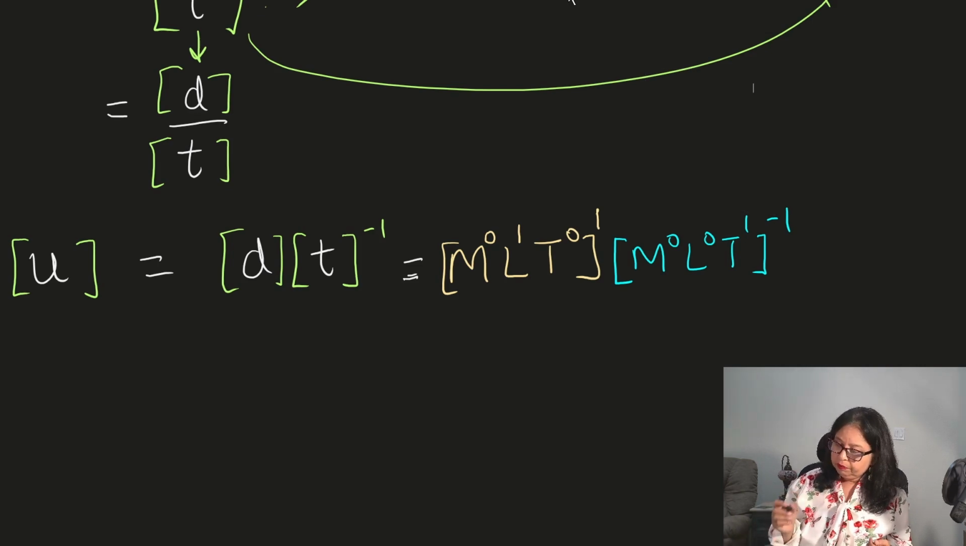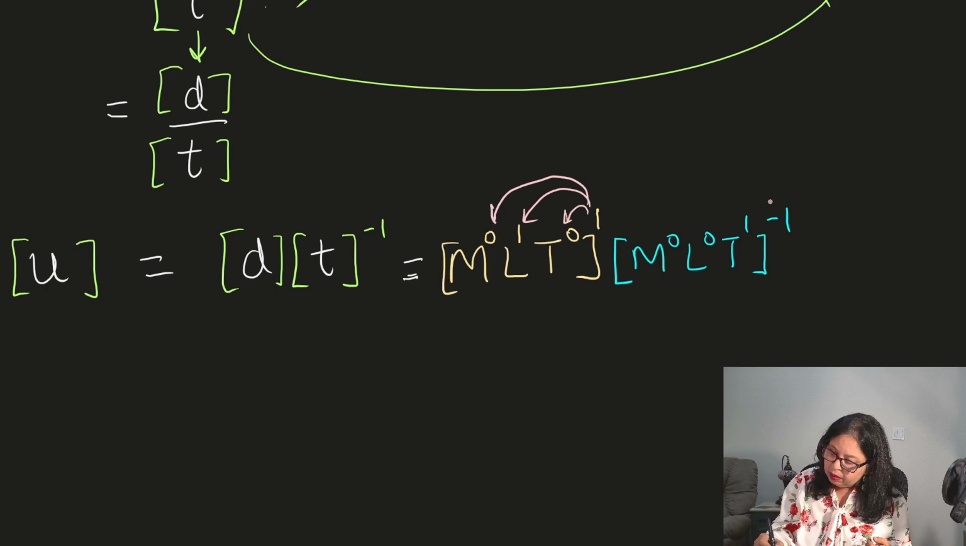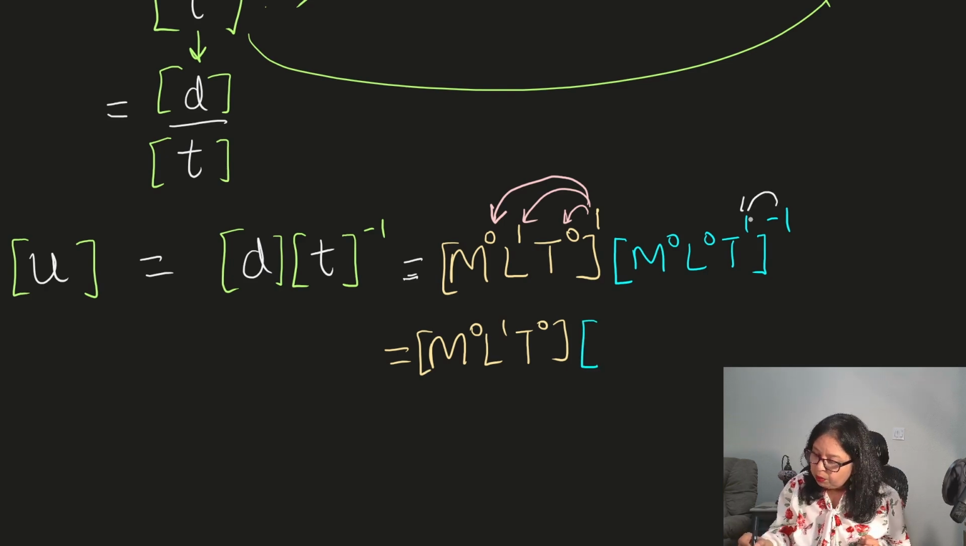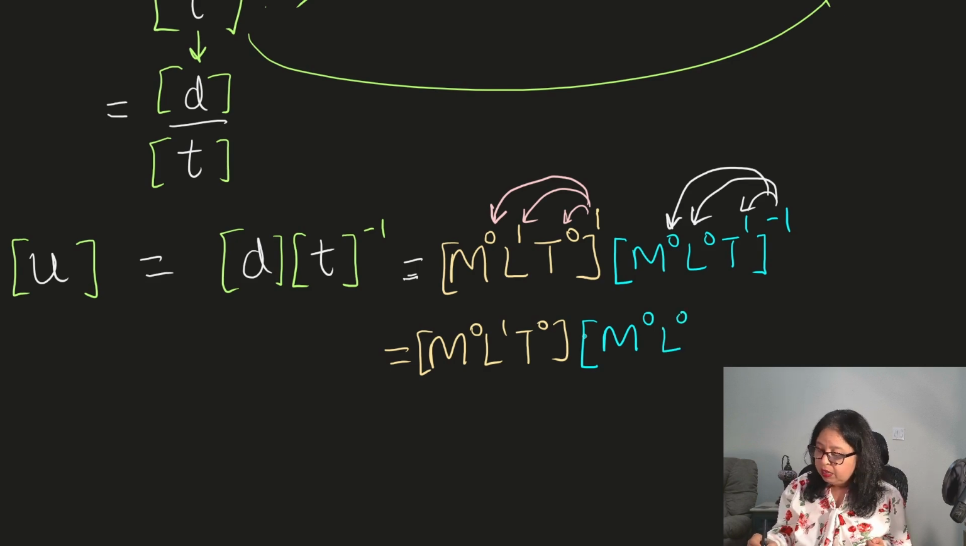Okie dokie. Next thing. This minus 1, this power also comes inside, and the outer power, outer exponent, multiplies each of the inner exponents. But multiplication by 1 changes nothing, right? So this first dimensional formula stays as is. Cool. How about the second one now? Now the second one, minus 1, comes and multiplies each of the powers. And once again, 0 times anything is still 0. L to the power 0. But now T becomes T to the power minus 1.